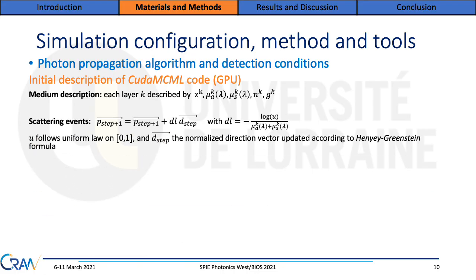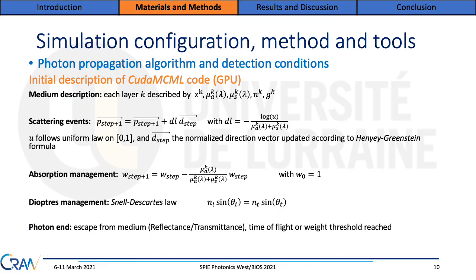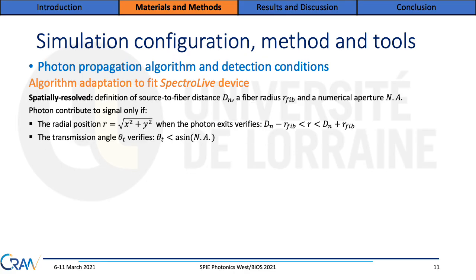The update of photon position in the layer K is done according to this expression, while its new direction is calculated according to any Henyey-Greenstein phase function. The absorption is managed by weight loss along the optical path, while diopter management obeys the Snell-Descartes law. Finally, photon death is considered when it escapes from the medium or the time of flight or weight threshold is reached.